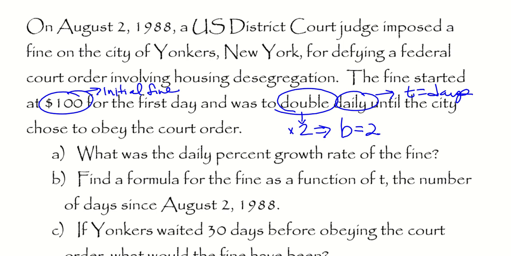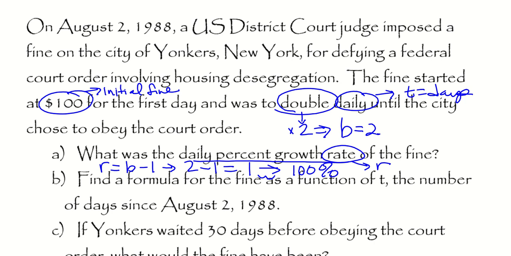Right? Our first question A says, what was the daily percent growth rate of the fine? So we're trying to find the daily percent growth rate, which is to find R. We know that in an exponential growth function, if it's growing, R will equal B minus 1, which for this problem would be 2 minus 1, which is 1. And that's our percentage as a decimal. So to change that to a percentage, we move that decimal over twice. And so we have a growth rate of 100%. If you think about it, that makes sense. If something grows by 100%, it doubles. All of it gets added to it.